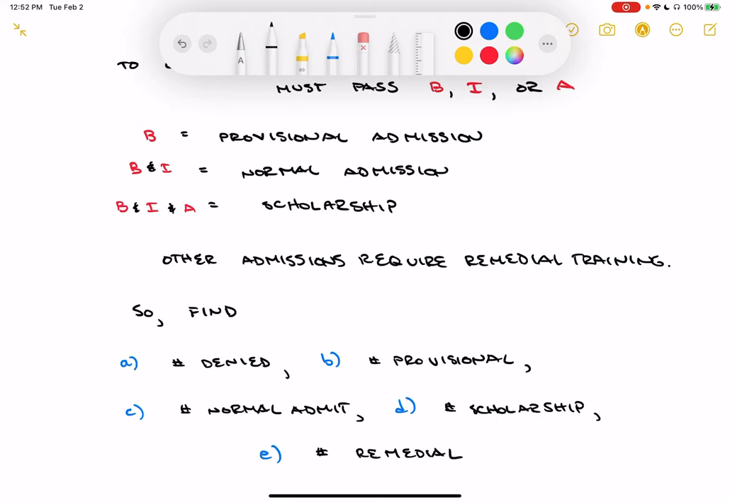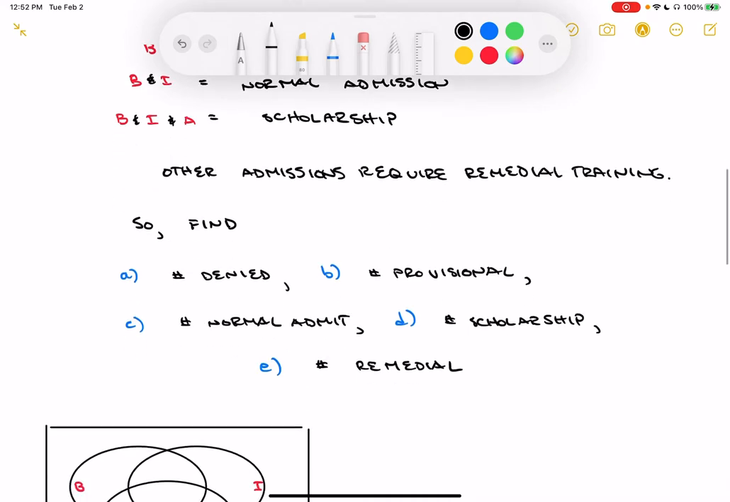These would all be numbers or quantities that an admissions department would be interested in. You need to know how many students are getting a scholarship so you know how much money you're going to have to set in reserve to meet those scholarship obligations.